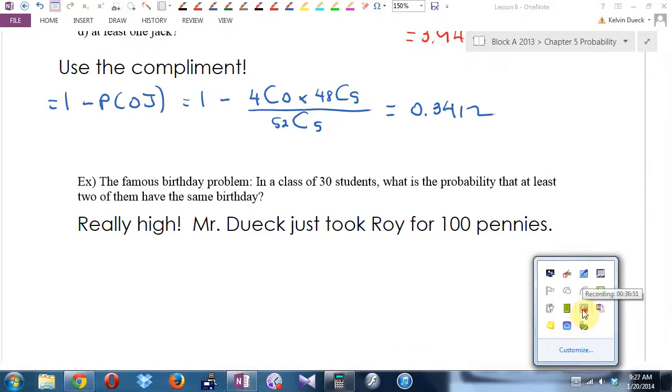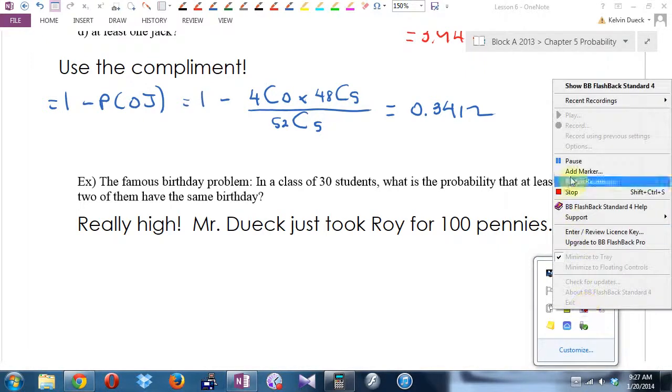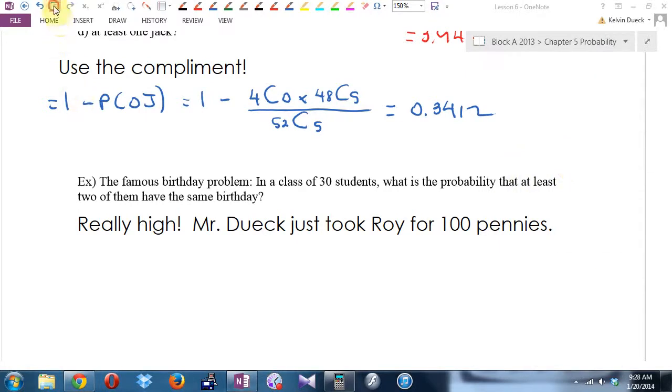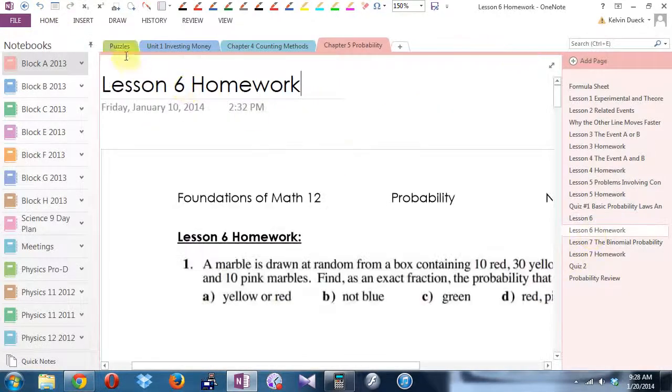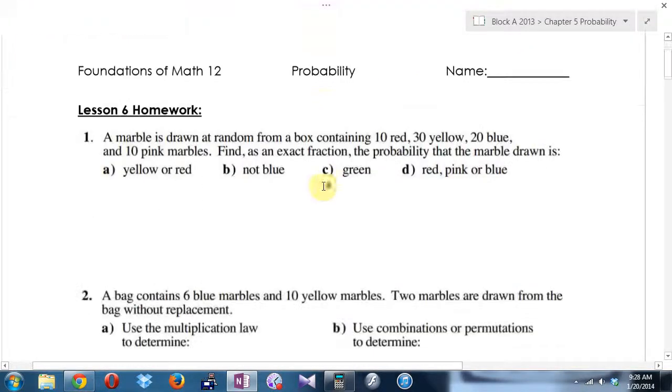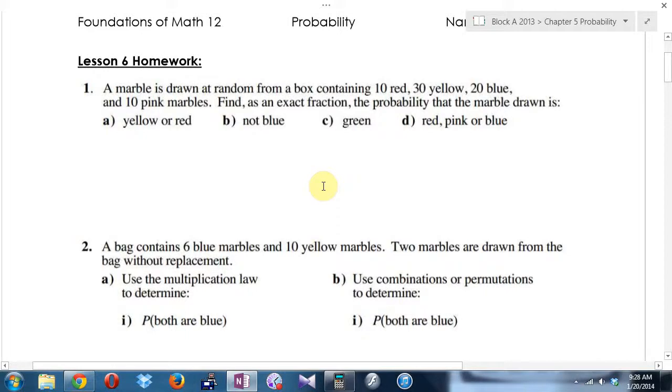So what's the lesson 6 homework? Take a look at lesson 6, please, or the handout lesson 6 homework that I just gave you. The answers are attached. Here's my approach. First of all, looking at number 1, you're just doing 1 marble. You can do that using a tree, or you know what? The whole bucket thing does work with 1 marble too. You can use a bucket if you want to.